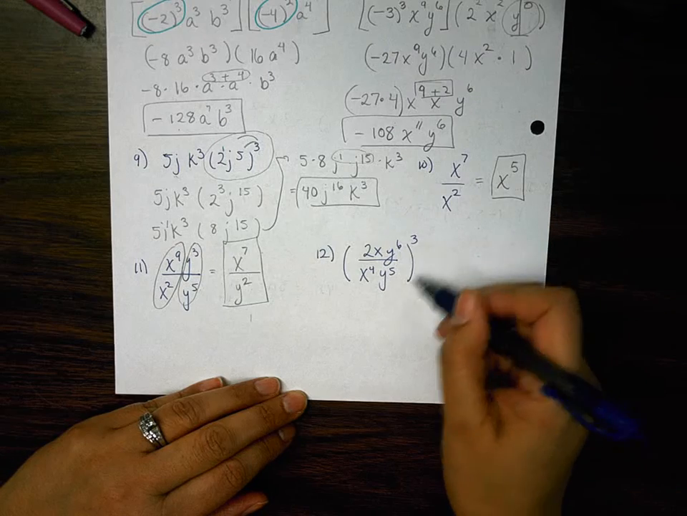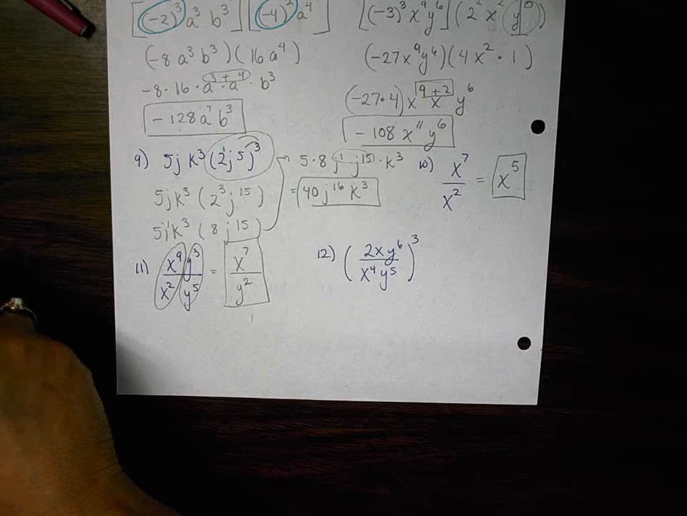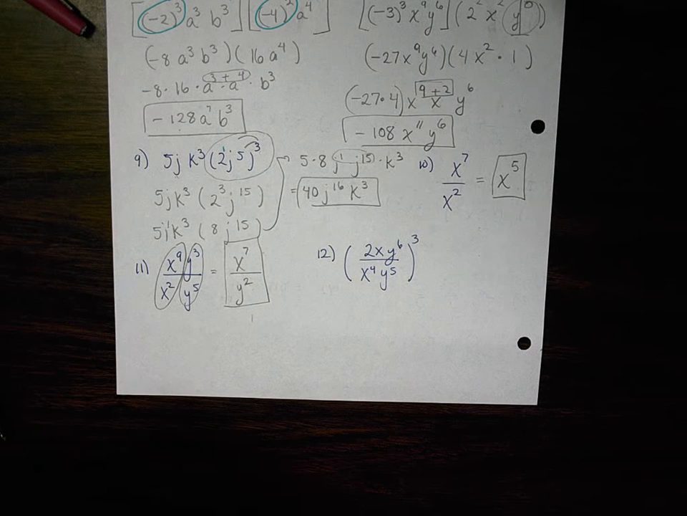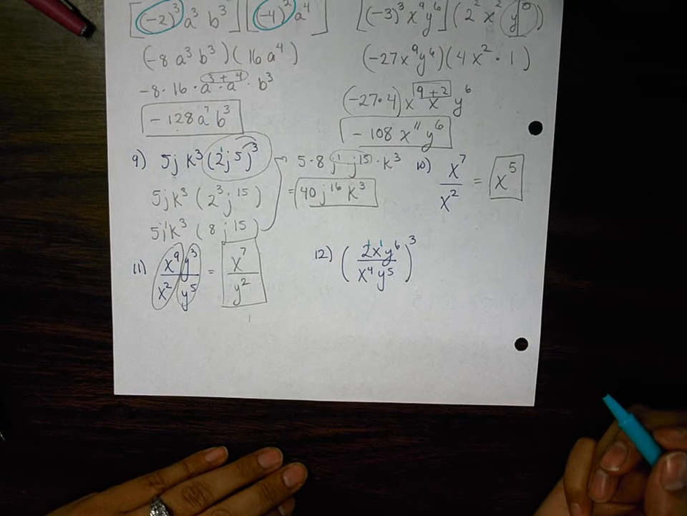What do I have to do first? Anybody remember? I've already checked the plus and minuses. What do I have to put in there? The ones. The 2 needs a 1, the x needs a 1. Anything else? Anything else need a 1? All right.